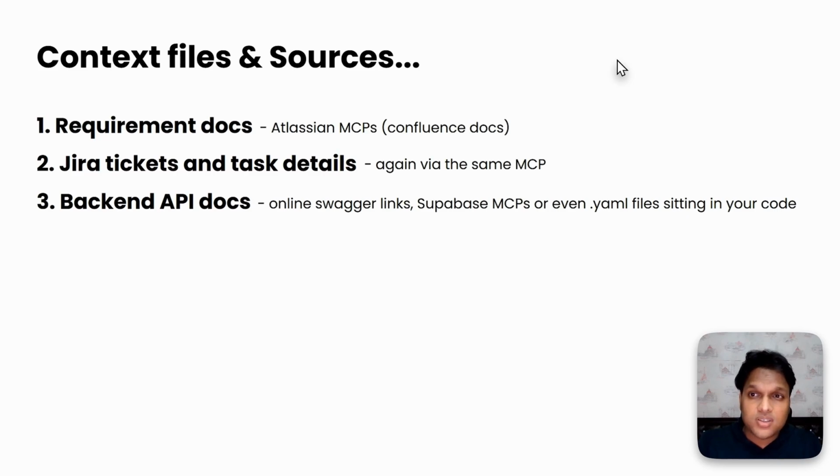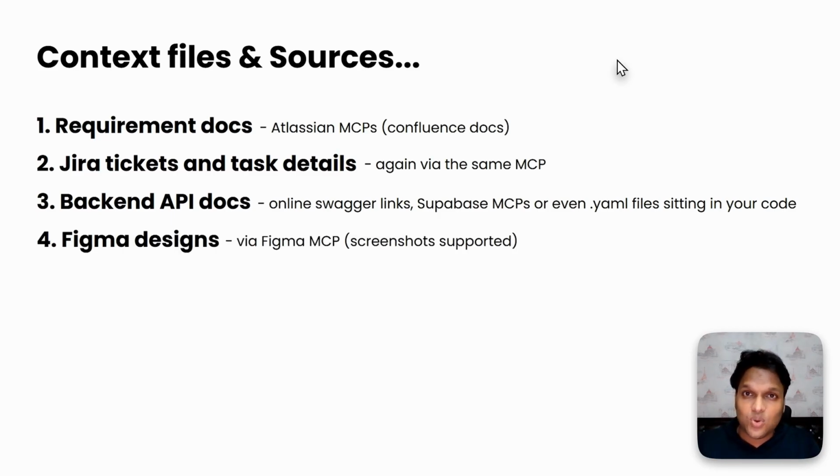Next is backend API docs. You have those online Swagger links which have all your API details, the types, the objects. And if you're using Supabase, there are Supabase MCPs and they can actually talk to your databases. Even if you don't have any fancy MCPs, you can actually copy the YAML files of your API docs, paste them in your code, and then refer to them.